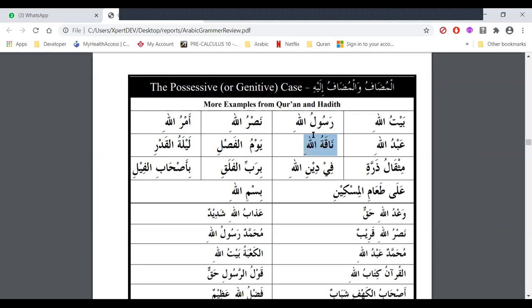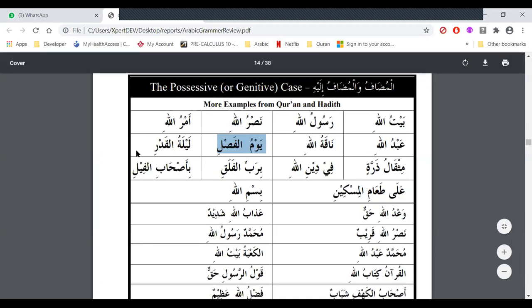From the Prophet Saleh. Yawm al Fasli. What is Yawm al Fasli? The day of judgment, right? Or when Allah Subhanahu wa Taala will distinguish between the right and wrong. Laylatul Qadri. The night of the decree. Fi Dinillahi. In the religion of Allah. The Deen of Allah. Very good job. Bi Rabbil Falak. The Lord of Daybreak. Be ashab al fili. The companions of the elephant.